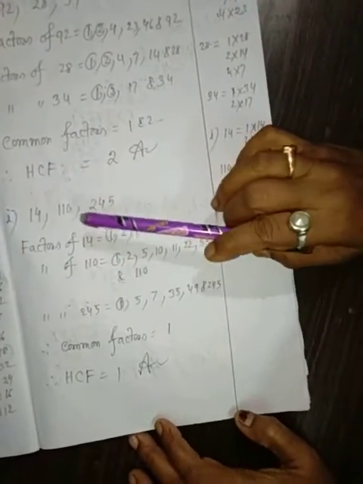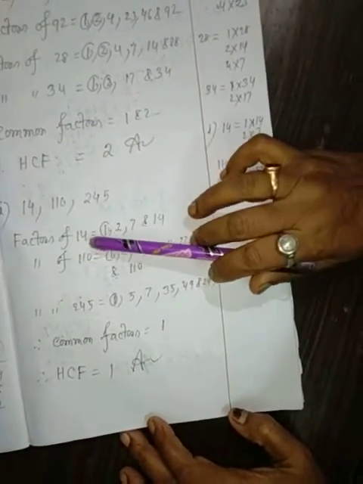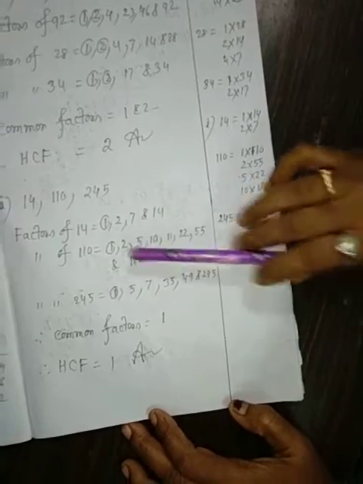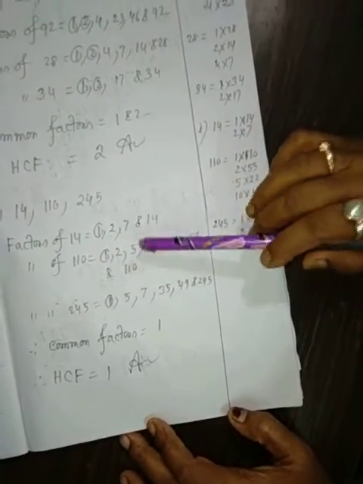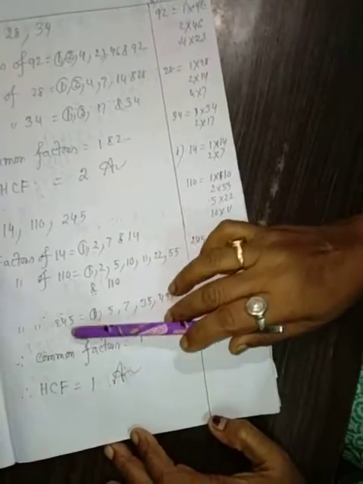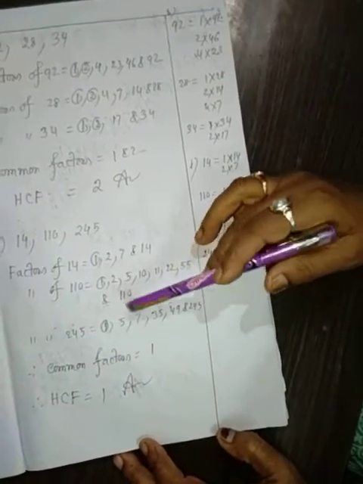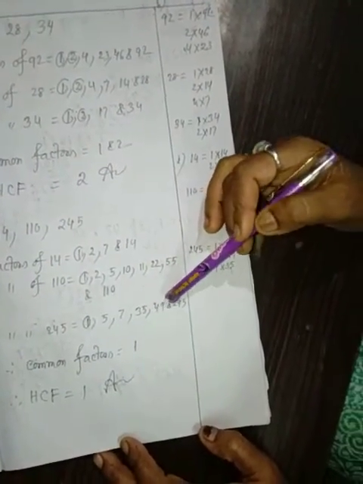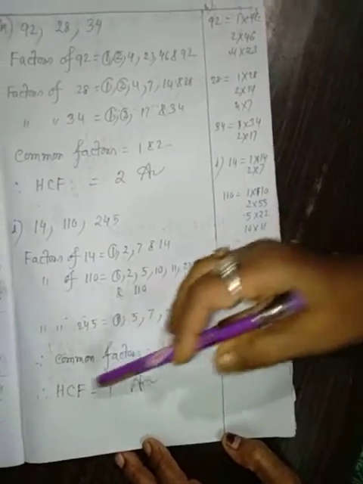14, 110, 245. Factors of 14: 1, 2, 7 and 14. Factors of 110: 1, 2, 5, 10, 11, 22, 55 and 110. Factors of 245: 1, 5, 7, 35, 49 and 245. Common factor 1, HCF equal to 1.